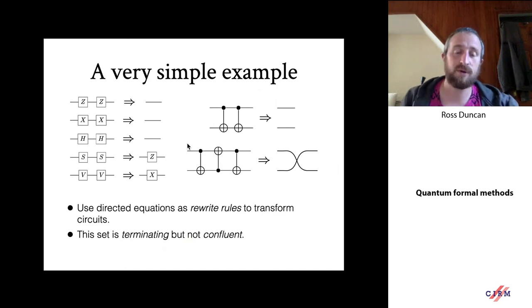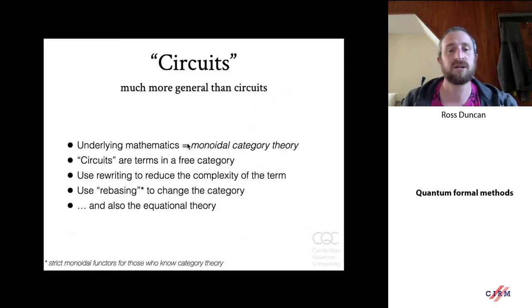But what are we talking about here? We're really just talking about linear maps. We don't have to stick with circuit representations. We can do any kinds of things. And the underlying world that we're talking about is the world of finite dimensional Hilbert spaces, which are a monoidal category. And I'll explain a little bit more what that is in a minute or two. But any representation of the world of Hilbert spaces will also be a monoidal category.